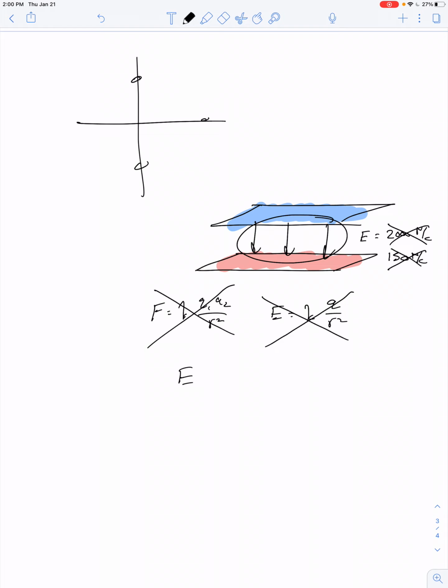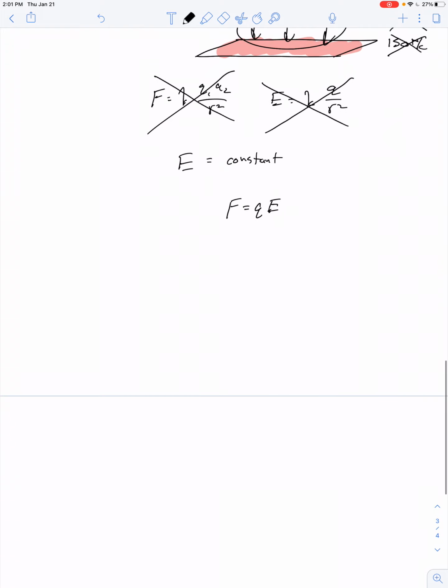And so if the electric field is just a constant, then the only equation we need is the one that says F is equal to QE. Same thing when it came to gravity, right?